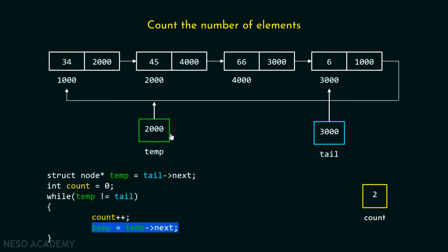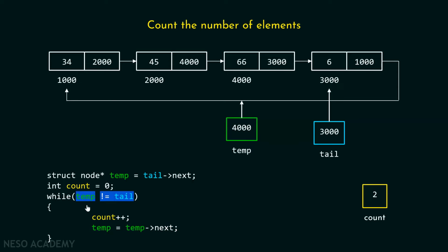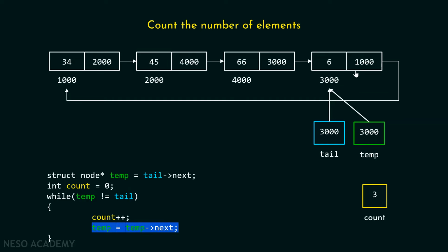Now we will move our temp pointer towards right so that it can point to the third node of this list. Then we will check this condition once again. Is temp equal to tail? No. We'll get inside, increment the count by 1. And then we'll move our temp pointer towards right so that it can point to the last node of this list. Now you can see that temp is equal to tail. So this condition becomes false. This means we'll get outside of this while loop.